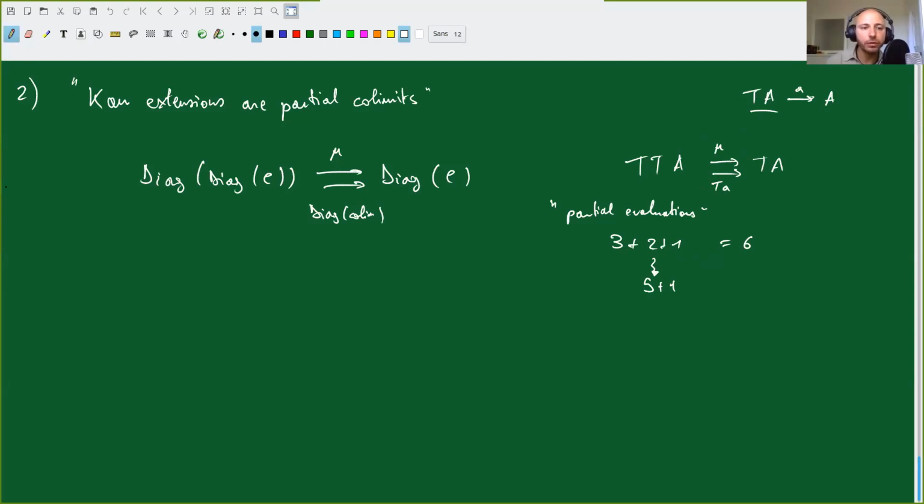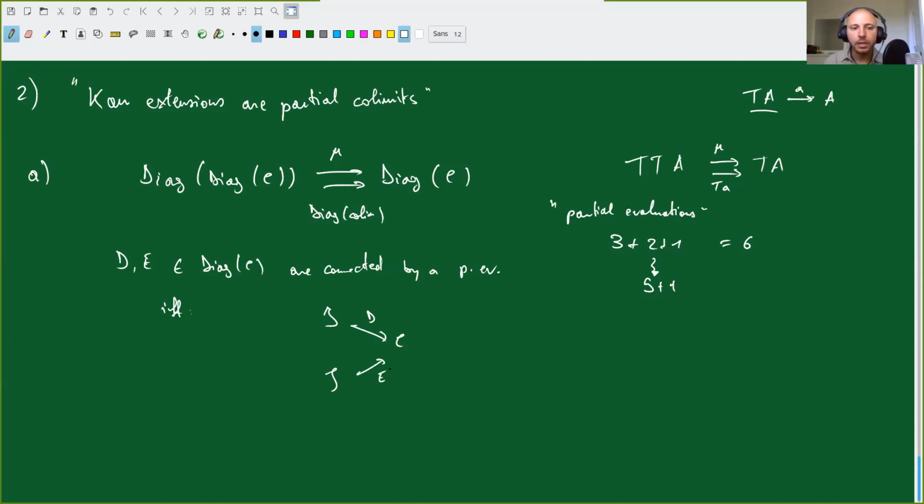So if you do it for diag, it turns out that D and E are connected by a partial evaluation if and only if there exists a functor here and a natural transformation here exhibiting E as the left Kan extension of D along F, okay?